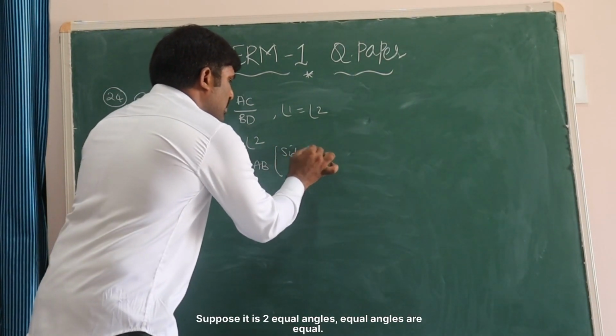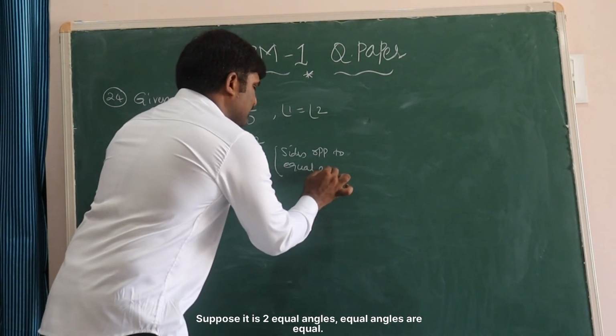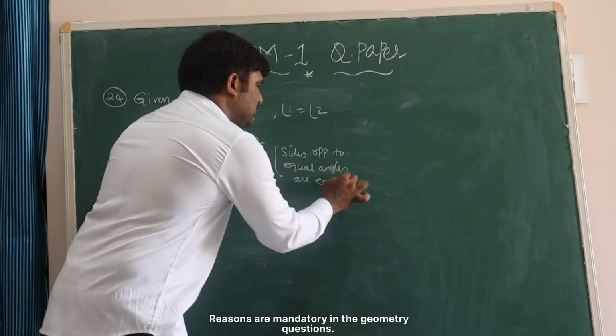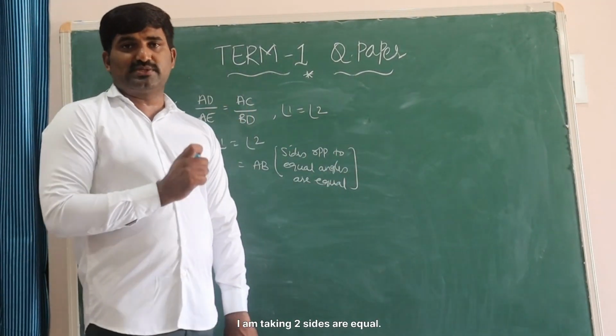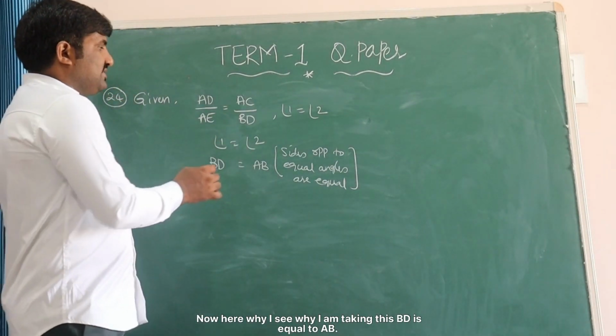Sides opposite to equal angles are equal. Reasons are mandatory in the geometry questions. Here two angles are given as equal, so I am taking two sides are equal. Now see why I am taking this: BD is equal to AB.